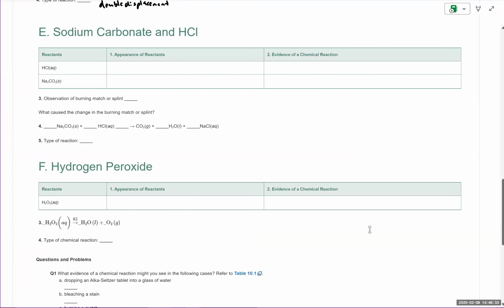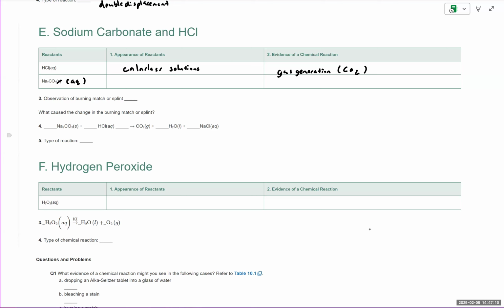So let's write down our observations. So hydrochloric acid is colorless. In this case, we're using a sodium carbonate solution. So these are both colorless solutions. The reaction's the same whether the sodium carbonate is in solution or as a solid. In terms of evidence of a chemical reaction, we see gas generation. In this case, it's carbon dioxide.